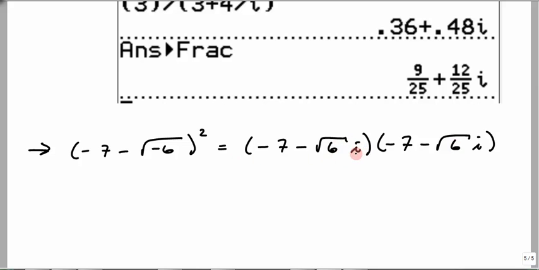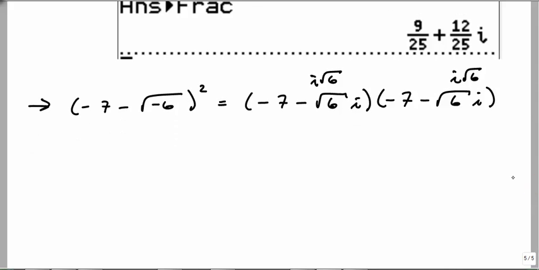Now sometimes you'll see this written as i root 6 as well. And either way it doesn't matter whether the i is out front or back. The point is it's not under the radical. And then from here I can FOIL this out or use the box method.